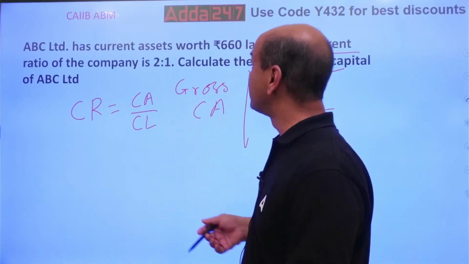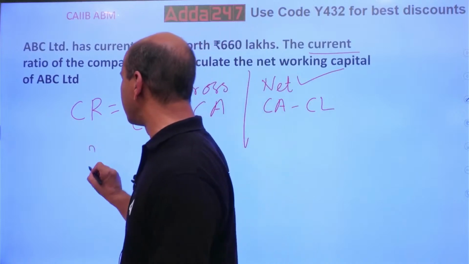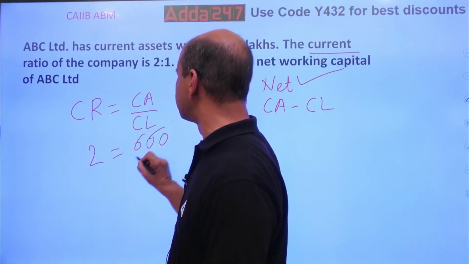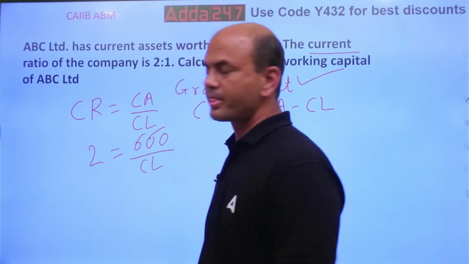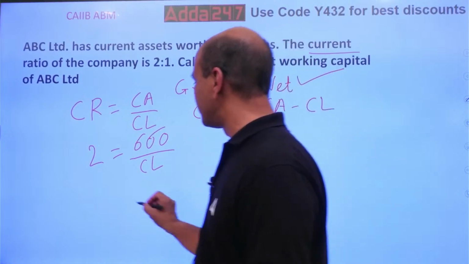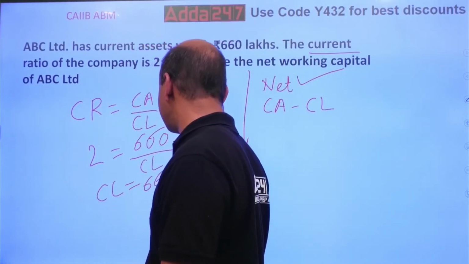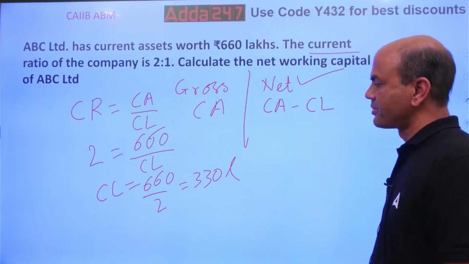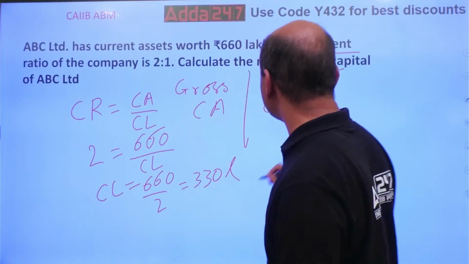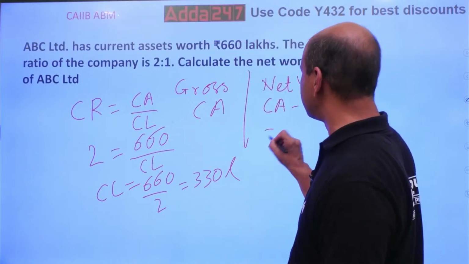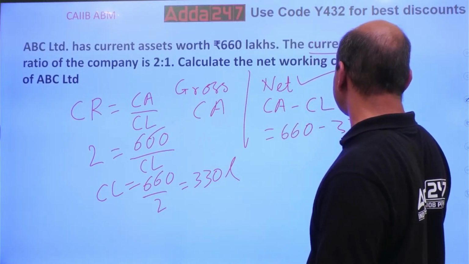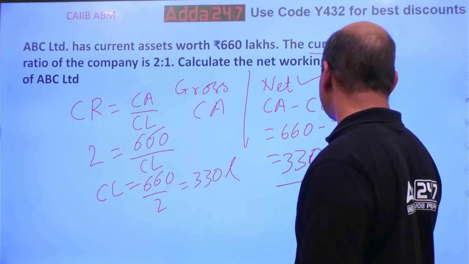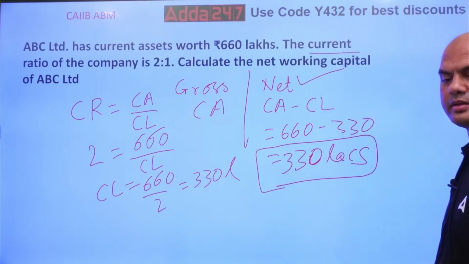Now, the current ratio of the company is given as 2:1, so take it as 2. Current assets are given as 660 lakhs. You want current liabilities, CL. So CL equals 660 divided by 2, which is 330 lakhs. Now you have got the current liabilities also. Now current assets minus current liabilities is what is required: 660 minus 330. So the answer will be 330 lakhs. That is your net working capital, NWC.